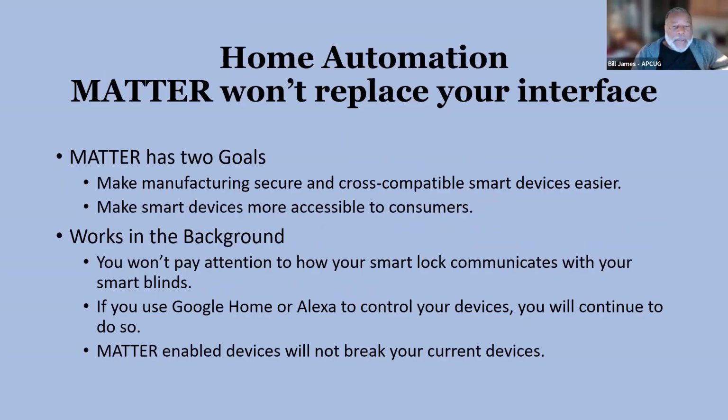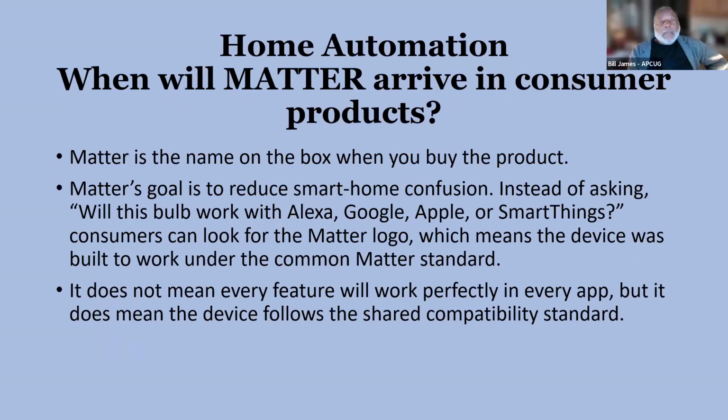It will work in the background. You don't have to pay attention to how your smart lock communicates with your smart blinds. If you use a Google Home or Alexa to control your devices, you can just continue to do that. Matter enabled devices will not break your current devices. So when you're out looking, look for Matter as the name on the box when you buy the product. Its main purpose is to reduce confusion. Rather than asking, will this hub work with Alexa, Google, Apple, or SmartThings, you just need to look for the Matter logo, which means that it will work because it's all under a common standard.